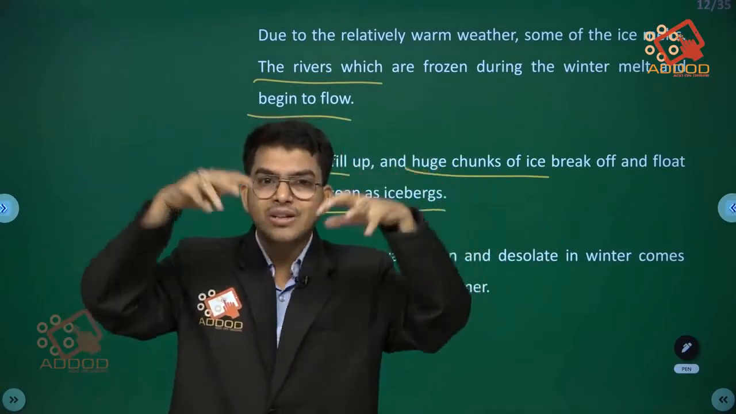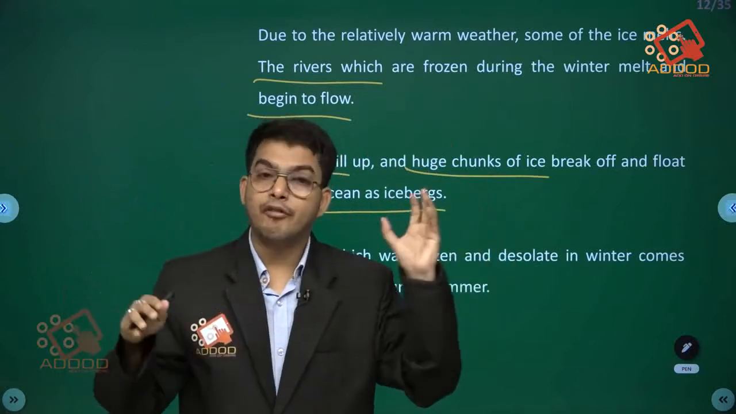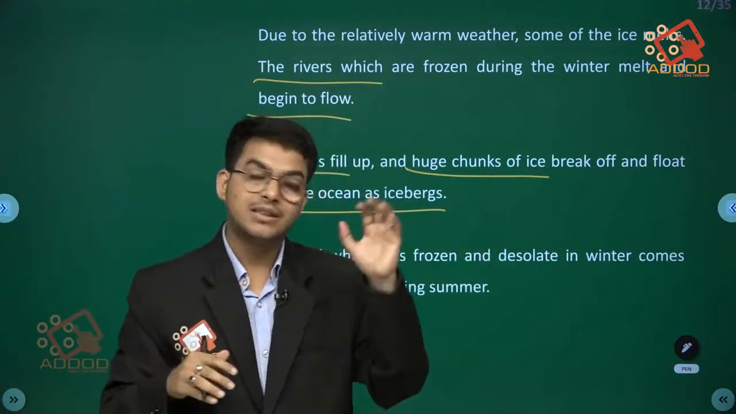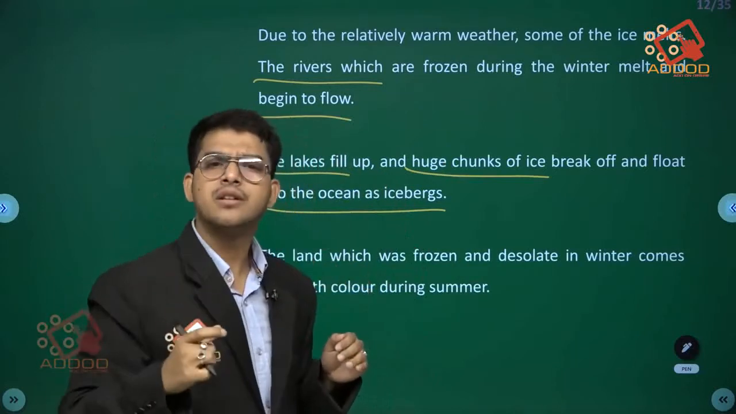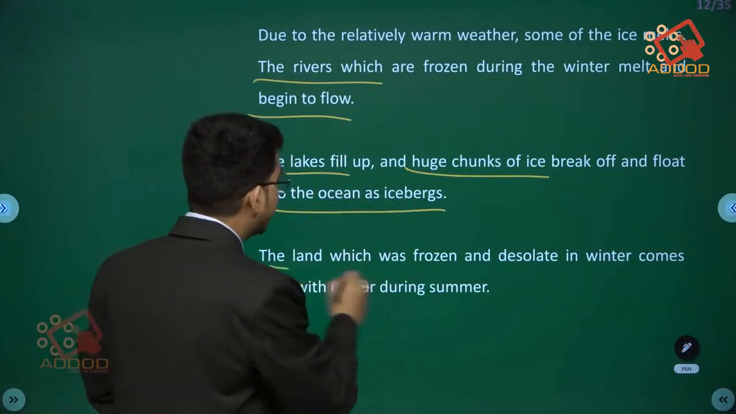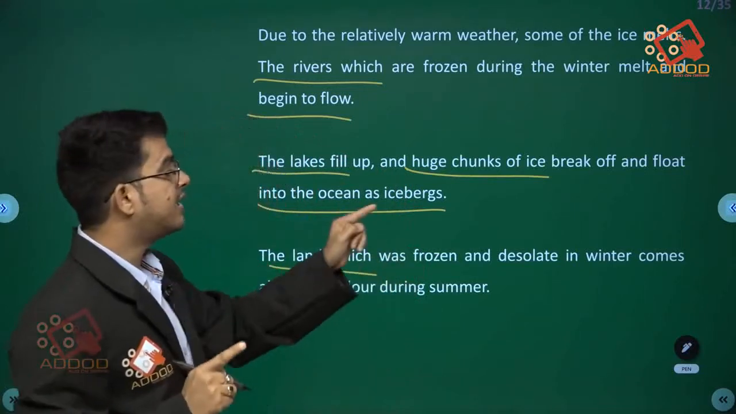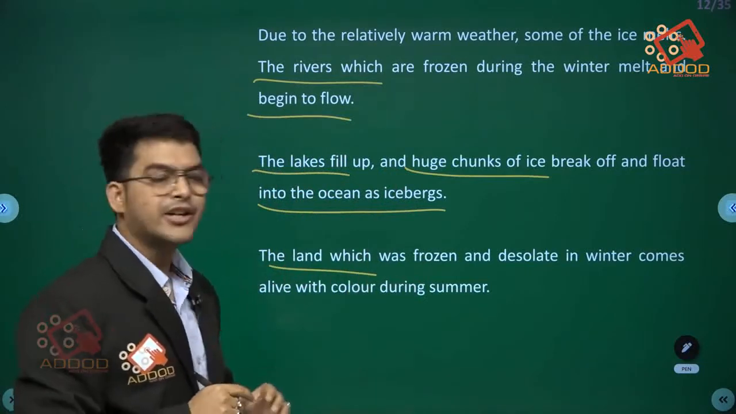But even then we don't get the sun directly here, so it is only a little bit warmer. The frozen parts start melting, so liquid water appears in this season. The land which was frozen and desolate in winter comes alive with color during summer.